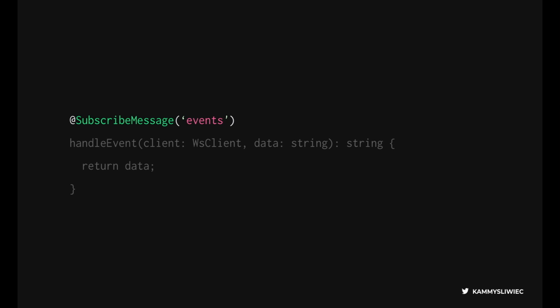Every time Nest receives a message, in this case, events message, it's going to execute the handleEvent method, and pass down the reference to a client, as well as the payload that was sent through the network. And inside the method, you can decide, do you want to respond to this event? Do you want to dispatch another event? Or maybe you want to ignore it entirely.